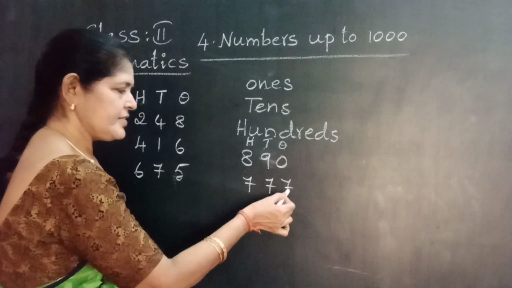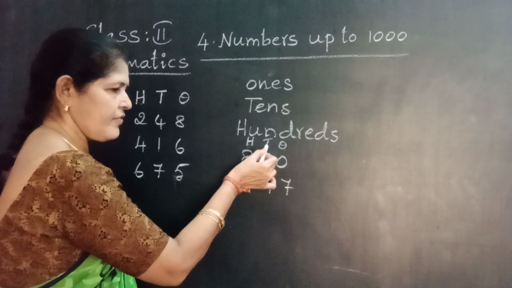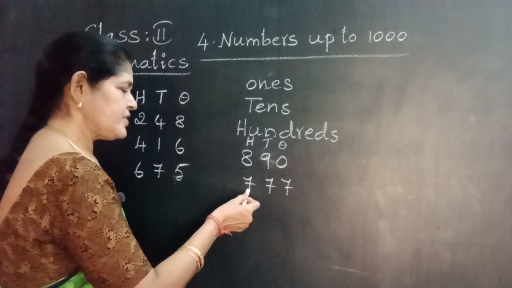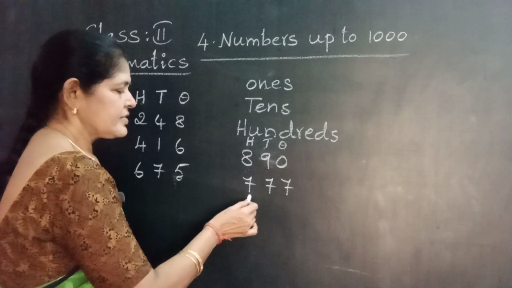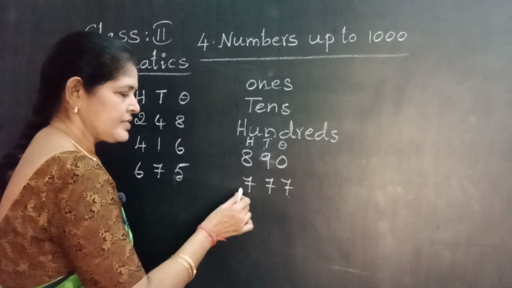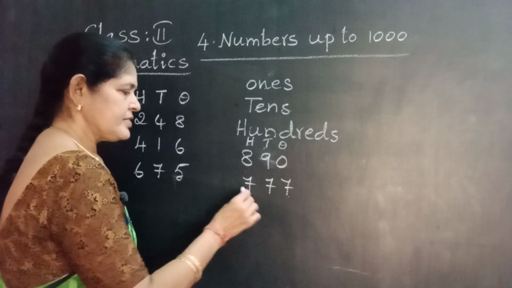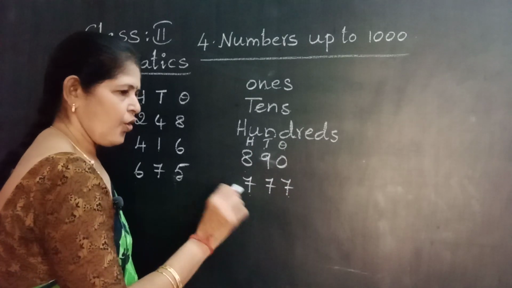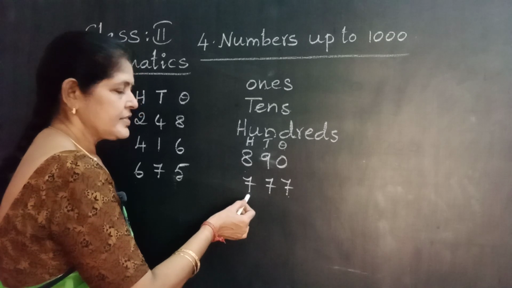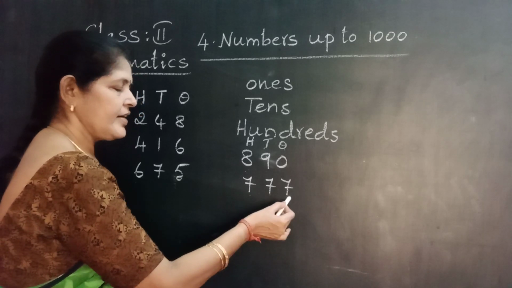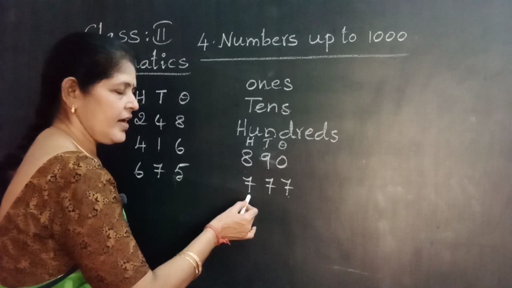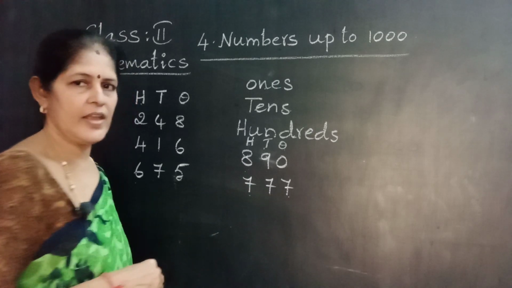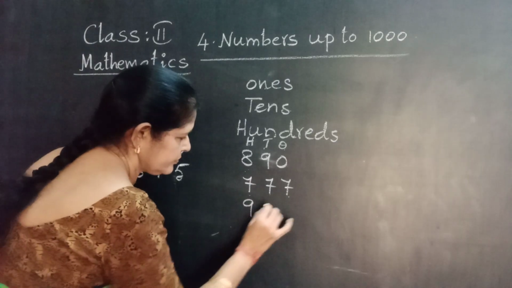Ones place having 7, tens place having 7, and hundreds place also having 7. 7 7 7. Not 77. How are we going to read? 777. Okay. Next one.